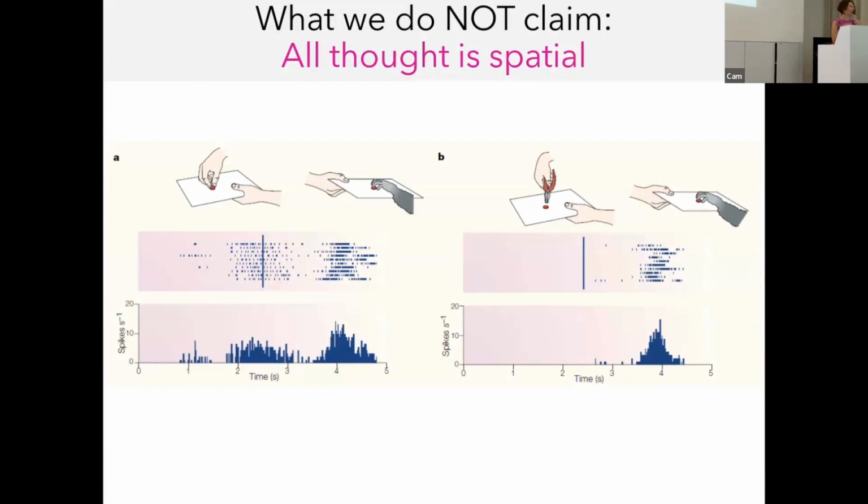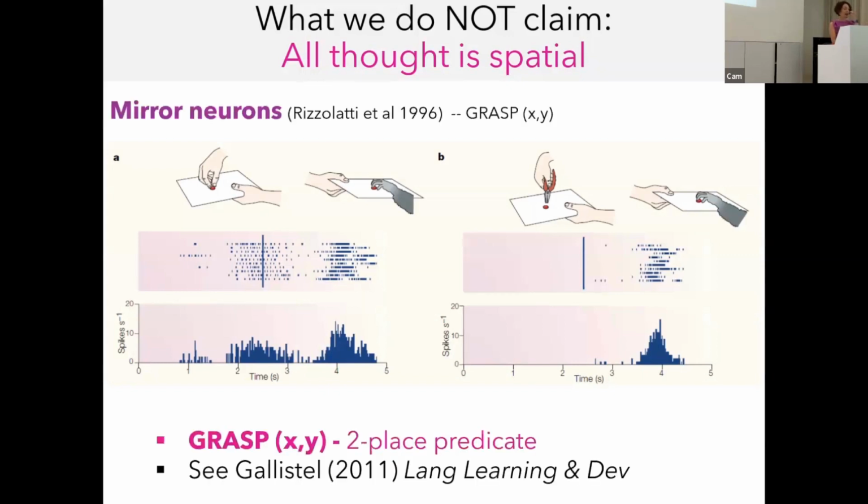And one way of showing that we're not claiming that is to bring into the picture findings from areas other than spatial navigation. So for example, in mirror neurons and motor cognition, a mirror neuron like grasping responds to the action of grasping, but not to the action of, say, moving something. That neuron can be thought of as representing the predicate grasp. It's a two-place predicate, so it adds the second place as well. That was an original argument by Gallistel.